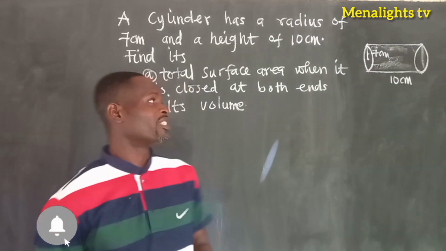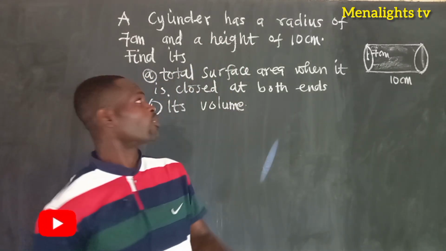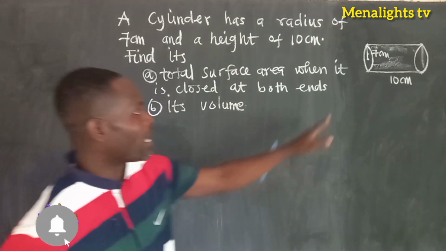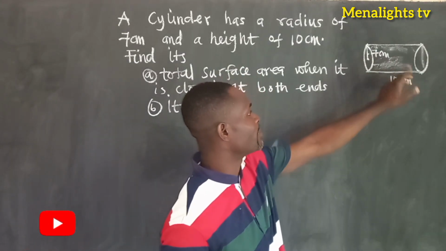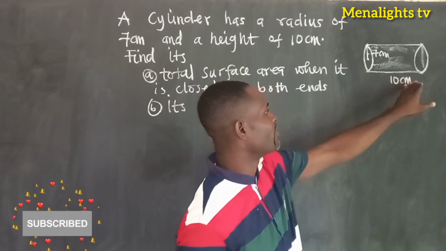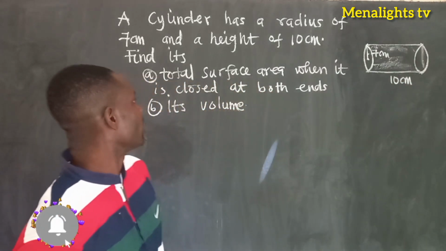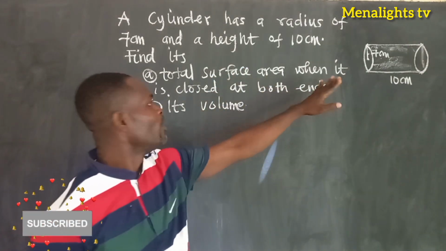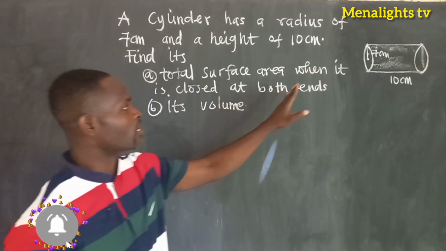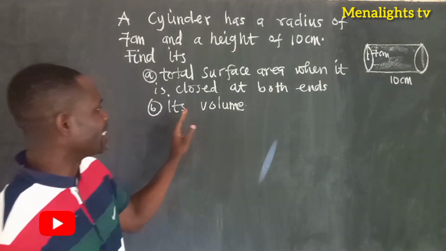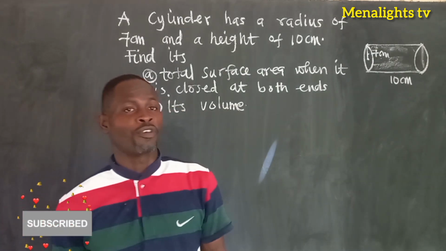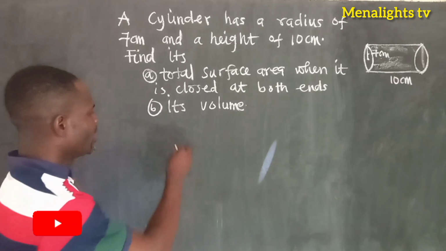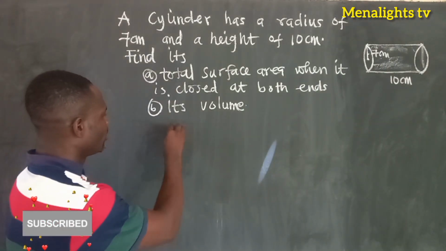So now let's look at this question. A cylinder has a radius of 7 centimeters and a height of 10 centimeters. As we have it here, the radius is 7 centimeters and the height is given as 10 centimeters. Find the total surface area when it is closed at both ends. Then after that, find the volume.